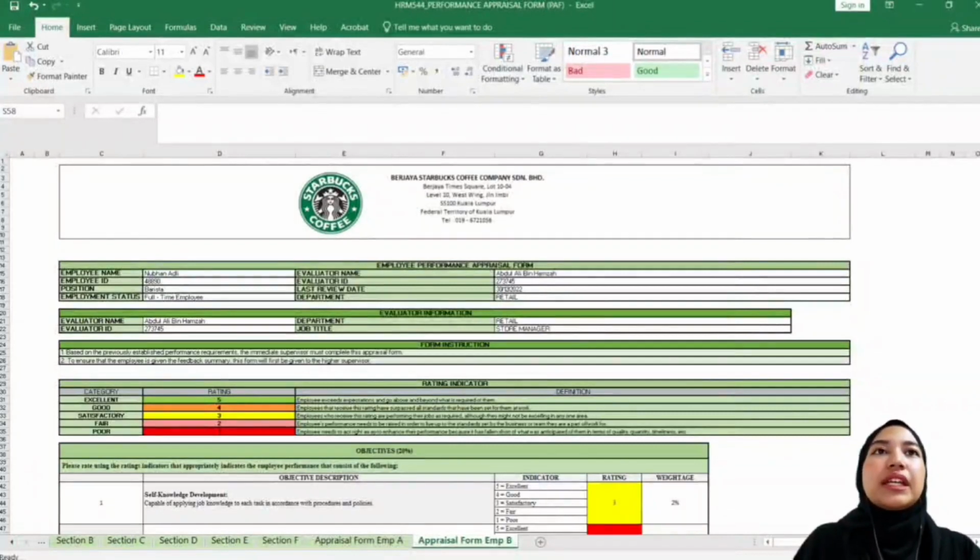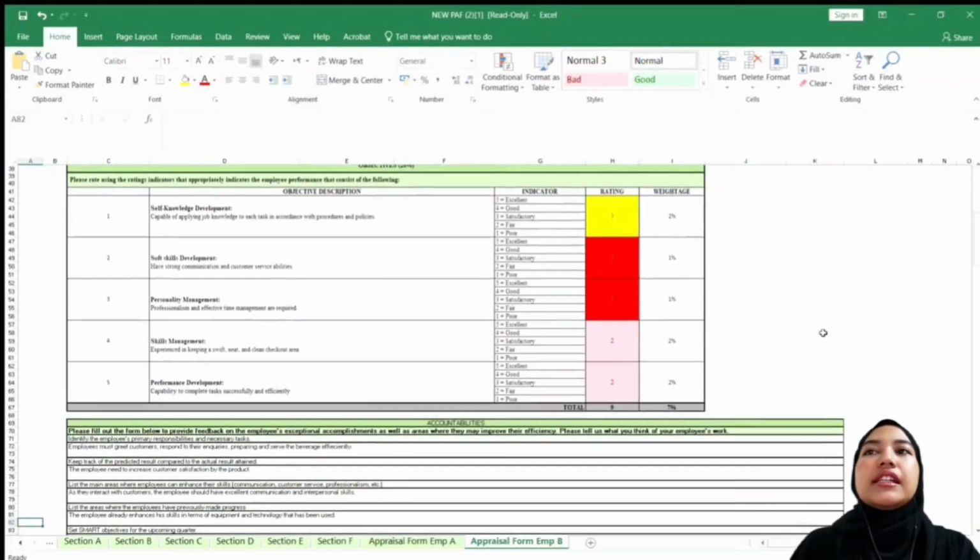Next I will be explaining the next example of an employee, which is a bad employee at Starbucks. His name is Nubahan Adeline, who is also a full-time barista at Starbucks. He was evaluated on 30 December 2022 by Encik Abdul Ali bin Hamzah.